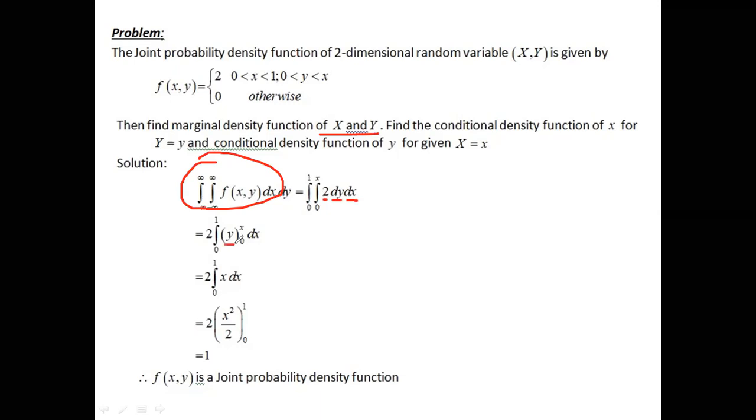So 2 into the integral from 0 to 1, and we are integrating with respect to y. There is no y term, so the integral of the constant gives y, with y limits 0 to x, dx. Now the upper limit is x and the lower limit is 0, so we get 2 into the integral from 0 to 1 of x dx.